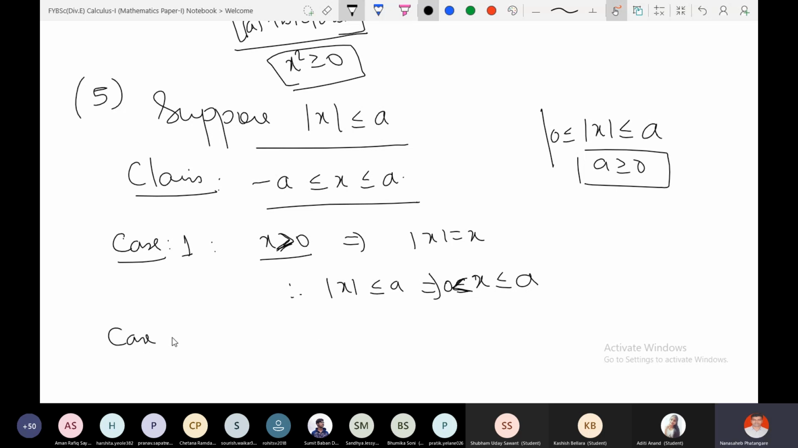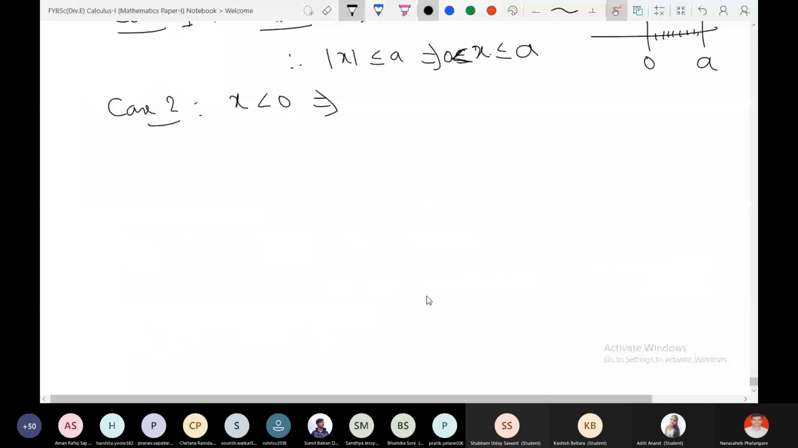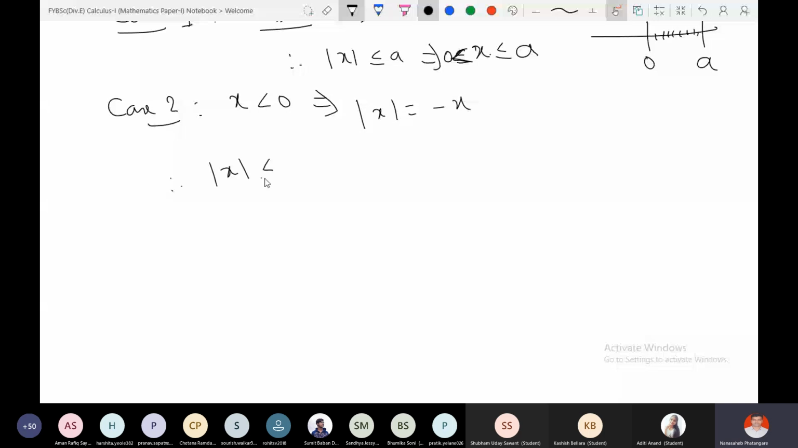Now, what is case 2? If x is positive and the absolute value of x is less than or equal to a, then x lies in between 0 and a. Now if x is negative, then the absolute value of x is minus x, right? Therefore, what is our hypothesis? The absolute value of x less than or equal to a implies minus x is less than or equal to a. Correct? Am I right?